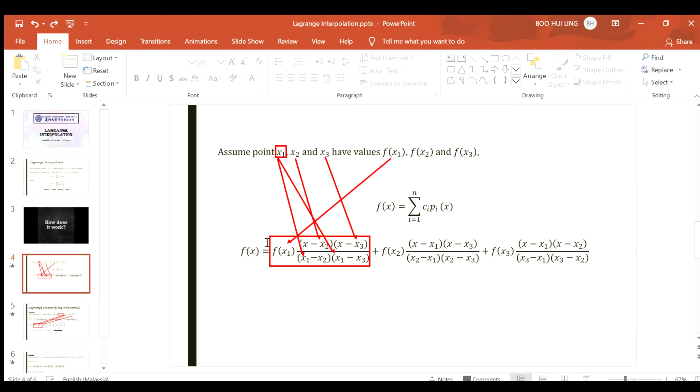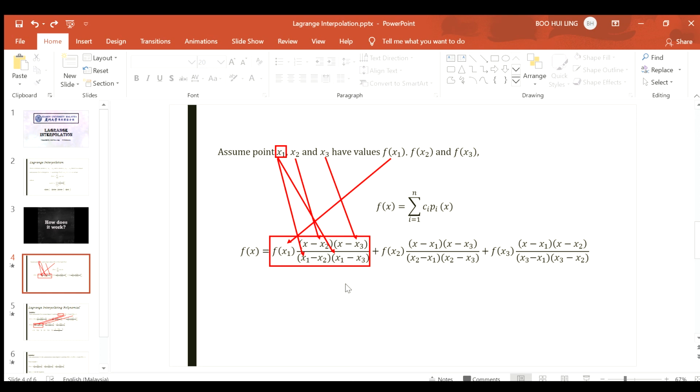So why do we not include the point that we take in the product? If we include x1 here, it will become x1 minus x1, and the denominator will become 0. So anything divided by 0 is infinity. So this expression cannot be calculated.